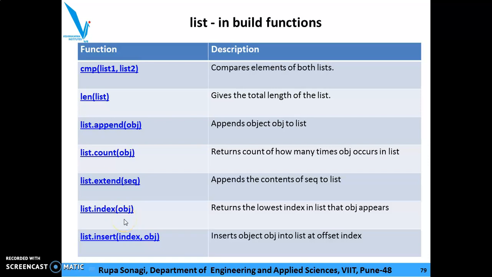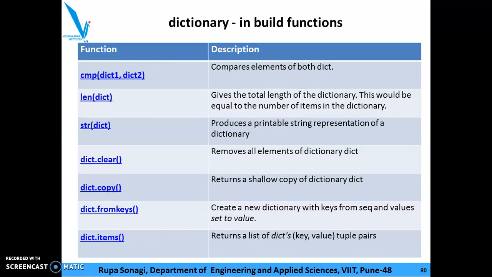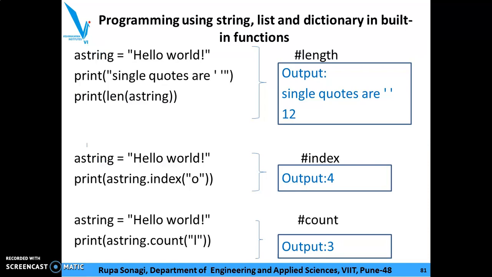List.index(object) returns the lowest index in the list at which the object appears. Like that, we have some inbuilt functions for lists, strings, and dictionaries also. In the same way, cmp(dict1, dict2) compares the elements of both dictionaries. len(str) gives the length. dict.clear removes all the elements of the dictionary. You can also have a copy of the dictionary. Like that, some inbuilt functions are directly available in Python. Now let us see how we can use them.